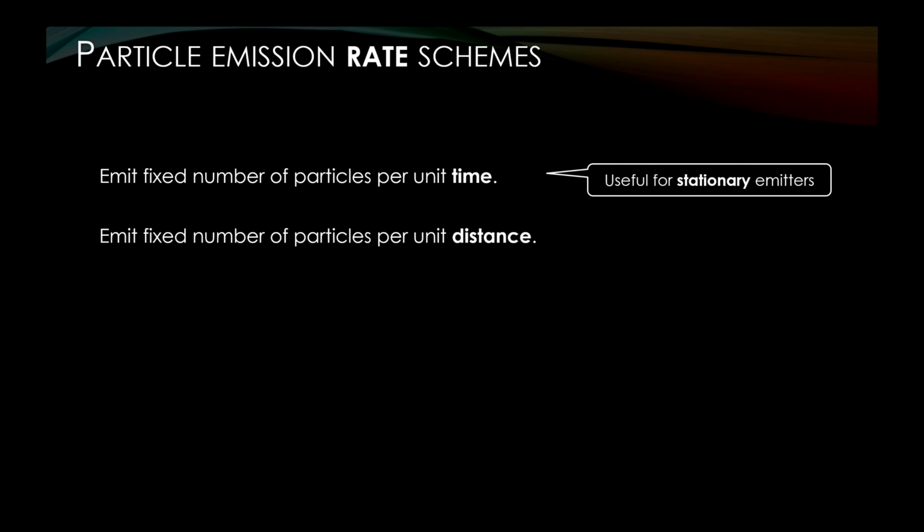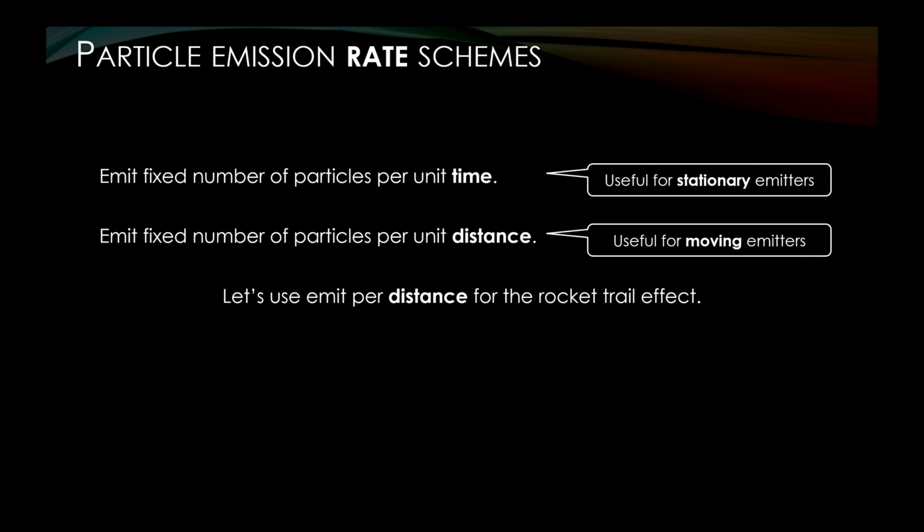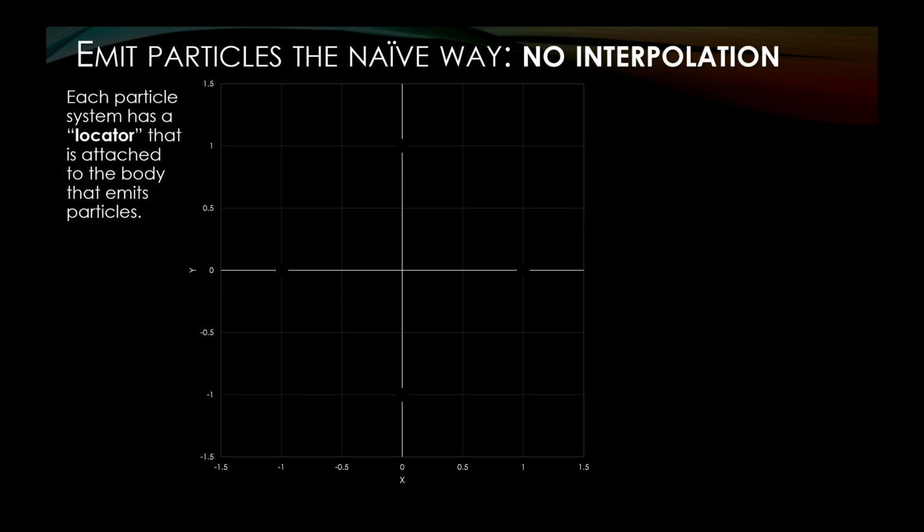The other way that you can think about emitting particles is to emit a fixed number of particles per unit distance. That makes more sense for fast-moving emitters such as rockets or satellites in orbit. So we're going to talk about emitting per distance for this rocket trail effect. So let's look at how that might work. Here's the naive way to emit particles over distance, and that is without interpolation. I haven't told you what interpolation is yet, but it'll be clear in a second.